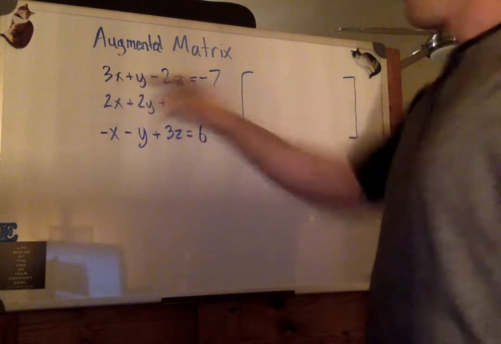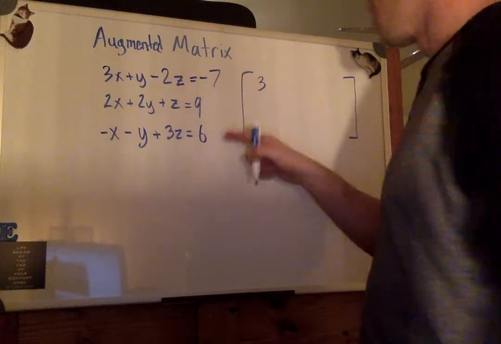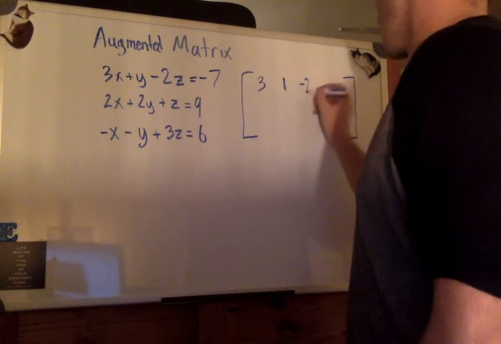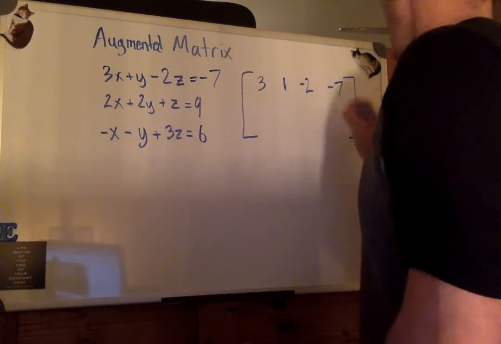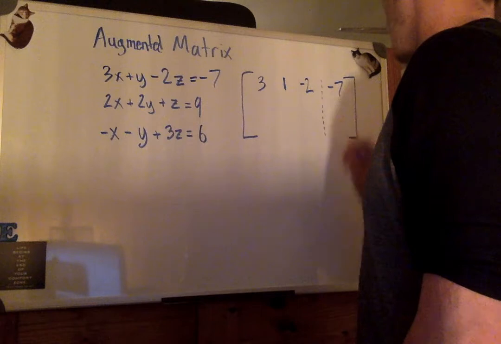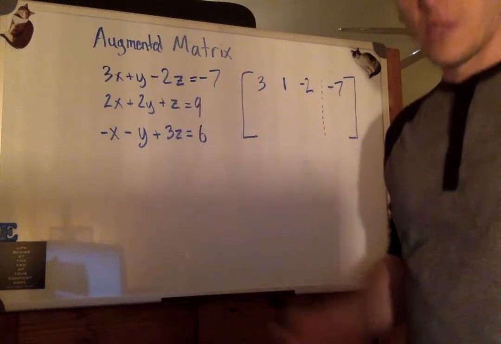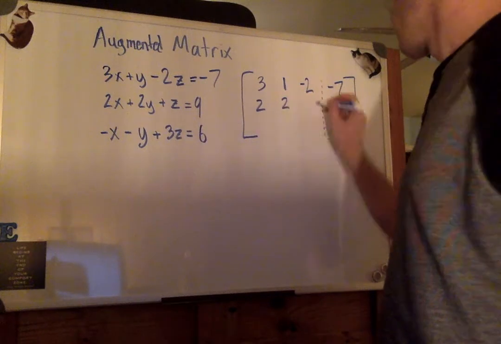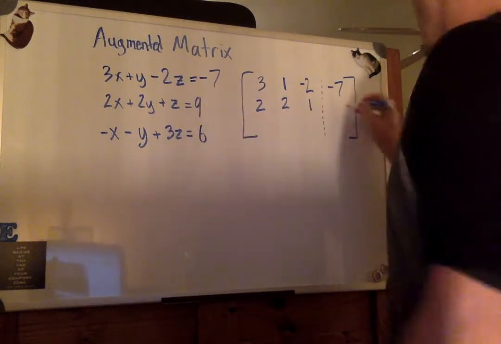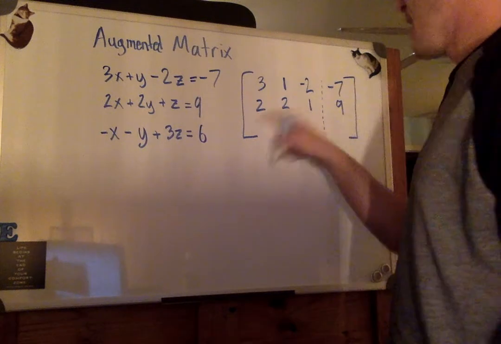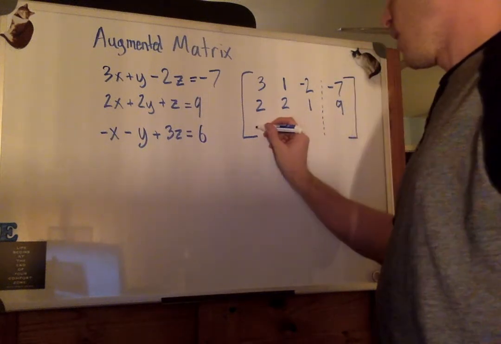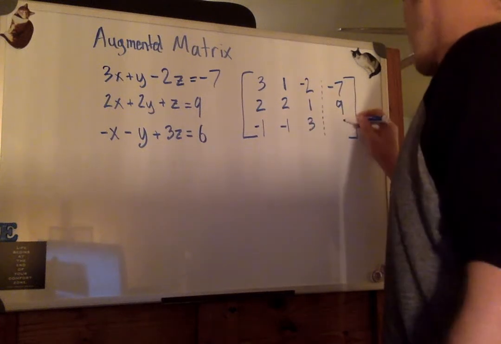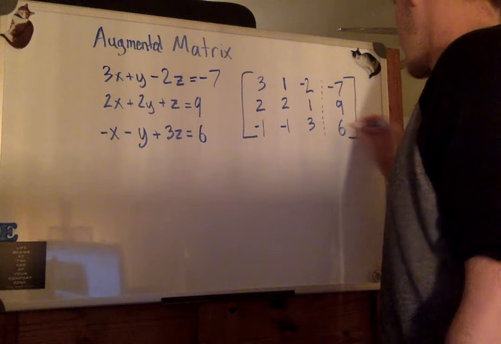So the first coefficient is a 3, which means I can just put a 3 there. The next one is a 1, so the next term would be a 1. Next one's a -2, so a -2, and the last one is a -7. And then right here, I'm going to draw a dotted line to stand in for where the equal sign would have been. Second row, I've got a 2, I've got another 2, and I've got a 1 in front of the z. And on the other side of the equal sign, I've got a 9. And then last but not least, I've got a -1, a -1, a 3, and a 6.